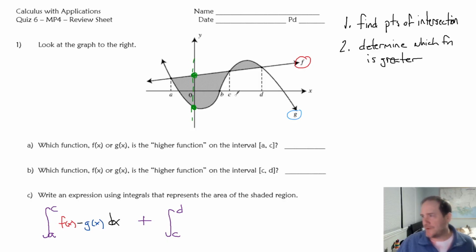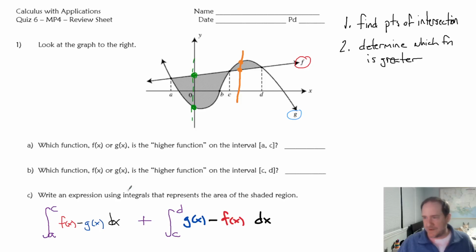But as we slide over into this other interval between c and d, you'd pick some x value, I don't know, that one, and you can see that this time it's actually function g that's greater and function f that's less. So this time our integrand would be exactly the reverse of what we had before. You're going to want to go g of x first minus f of x. And of course put a dx on the end. And then that's the whole thing.